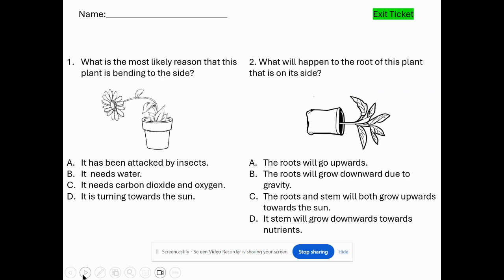Question number 2, what will happen to the root of this plant that is on its side? A, the roots will grow downwards. B, the roots will grow downwards due to gravity. C, the roots and stem will both grow upwards toward the sun. D, the stem will grow downwards towards the nutrients.